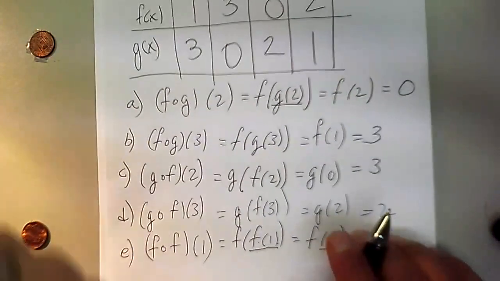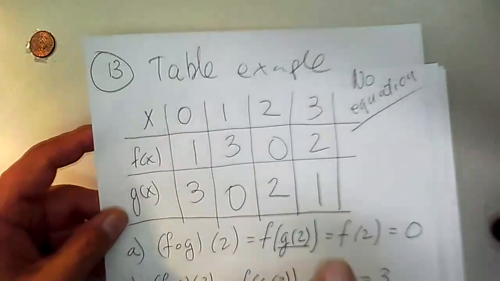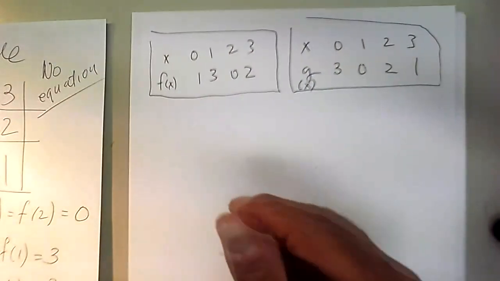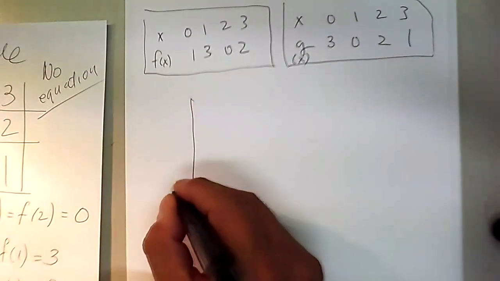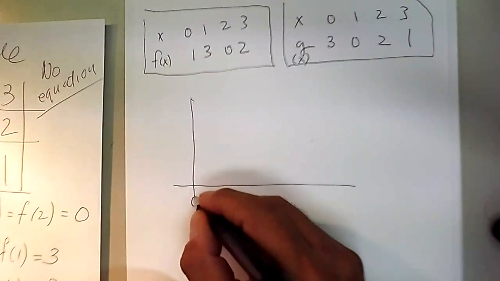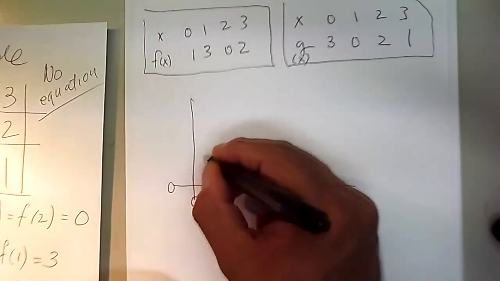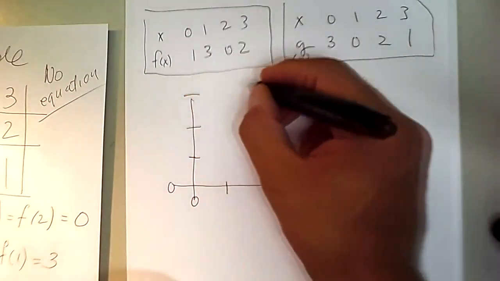Yep. And sometimes instead of giving you a table or two tables, we give you a graph. So I'm going to sketch the graph real quick. So we got 0, 1, 2, 3, 0, 1, 2, 3.